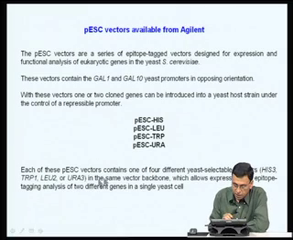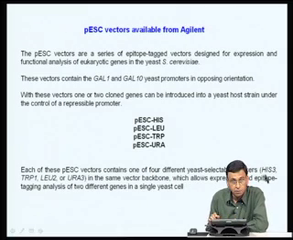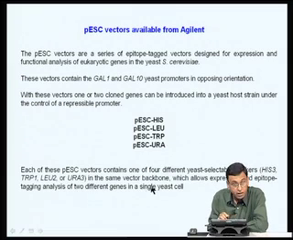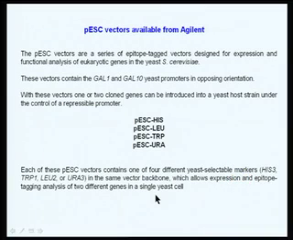So, each of these pESC vectors contains one of the 4 different yeast selectable markers, as I said, histidine, tryptophan, leucine or URA3, on the same vector backbone, which allows expression and epitope tag analysis of 2 different genes in a single cell. So, if you now clone 8 genes into the 4 vectors, you can put all the 4 vectors in a single cell and you can express 8 genes in a single cell at a time.